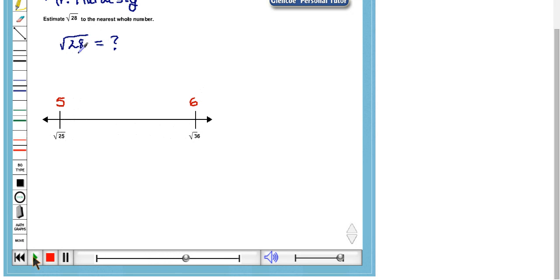Let's place the square root of 28. 28 is closer to 25 than it is to 36. So right in here, we'll approximate and place the square root of 28. We're to find the nearest whole number, and the nearest whole number would be 5. The square root of 28 is closer to the square root of 25 than it is to the square root of 36. So our nearest whole number would be 5.